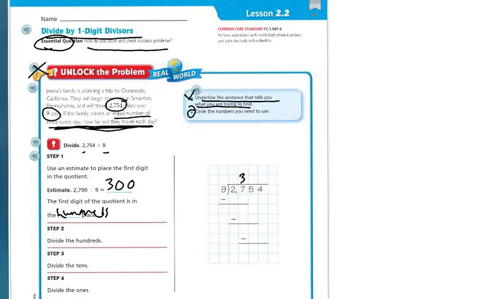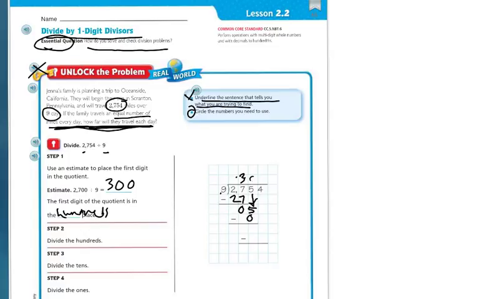So now I'm going to divide the hundreds. So 9 goes into 27 3 times. We already said that. 9 times 3 is 27. I'm going to subtract, and I'm going to get a 0. Now I'm going to bring down the 5. Okay? Can 9 go into 5? No. 9 can't go into 5.